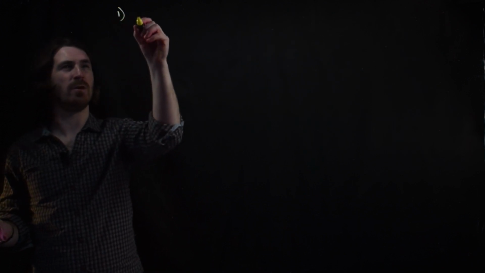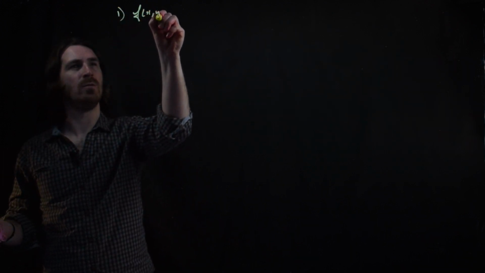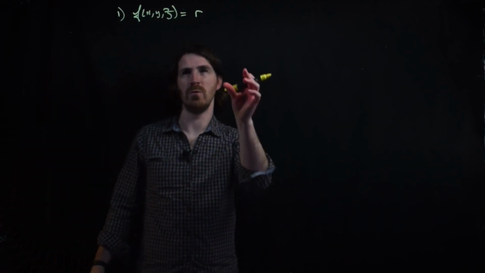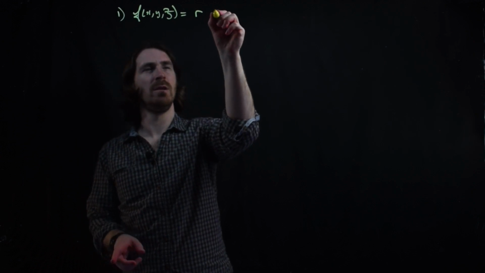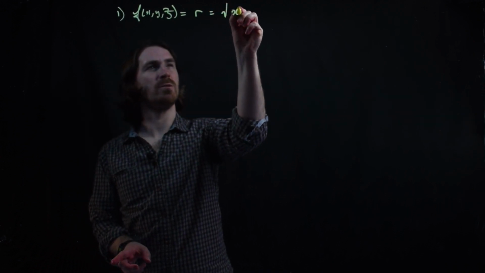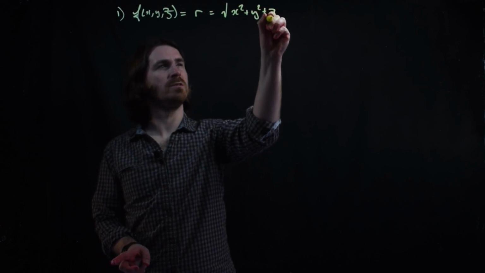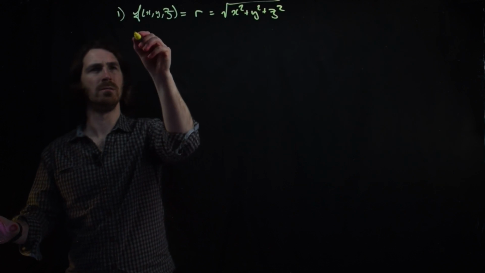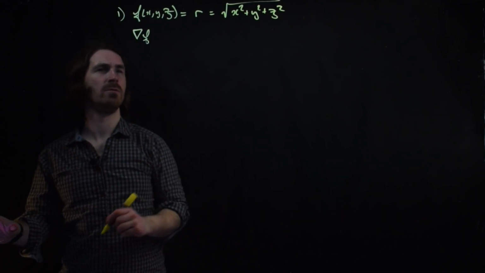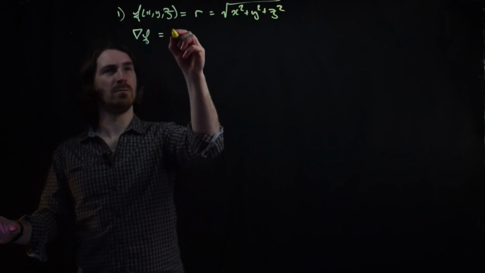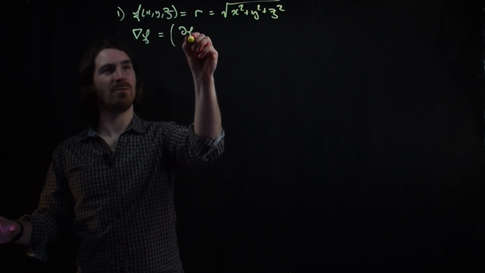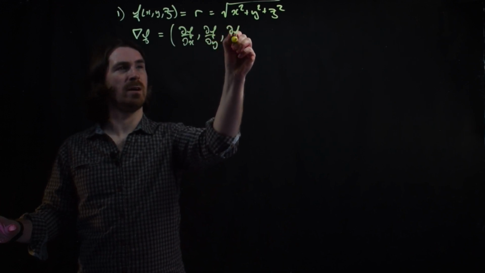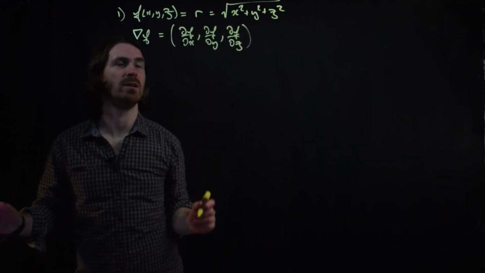Let's look at some examples. Let's think about the function f of x, y, z equals r, some radial vector magnitude. We know this is just the square root of x squared plus y squared plus z squared. We want to find what the gradient of f is. So the gradient of f is equal to df by dx, df by dy, df by dz. This is our kind of 3D derivative.